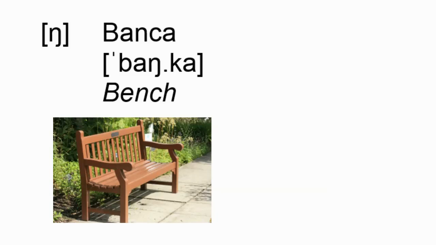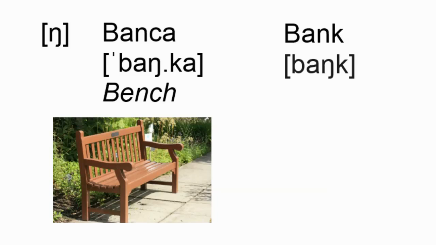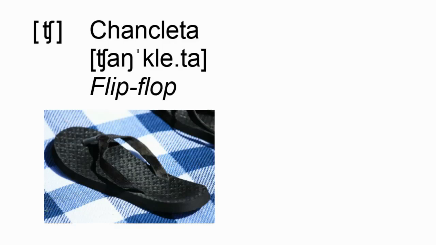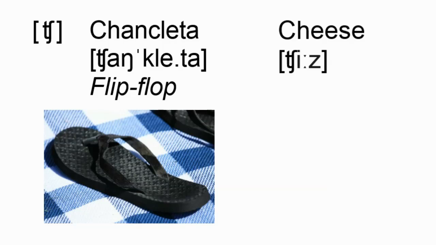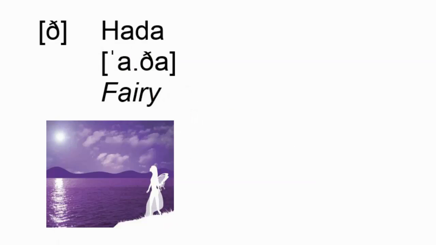Next up, we have 2 more symbols that are really familiar sounds. There's the ng sound as in Spanish's banca, or English's bank. This is an N produced with the back of the tongue instead of with the front. And there's ch, as in Spanish's chancleta, or English's cheese. It's actually two sounds stuck together in this case. It's a t and a sh. Ch.